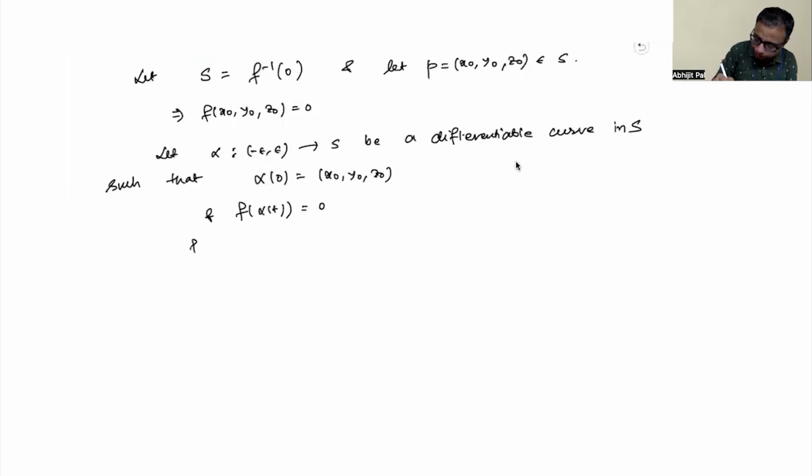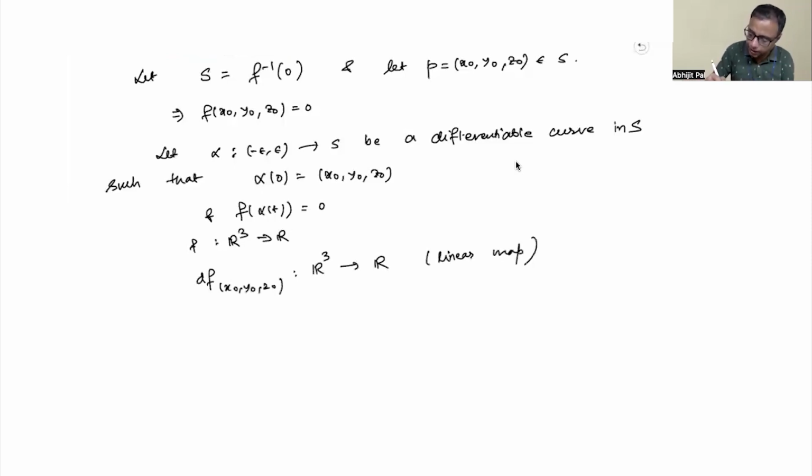So this f is a map from R3 to R. Let us take the differential of this f at the point x naught, y naught, z naught. It again will be a linear map from R3 to R, at the point alpha prime 0. So this will be equal to what? First you take the Jacobian matrix corresponding to this f.